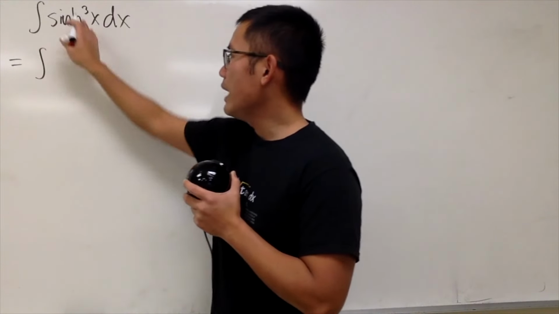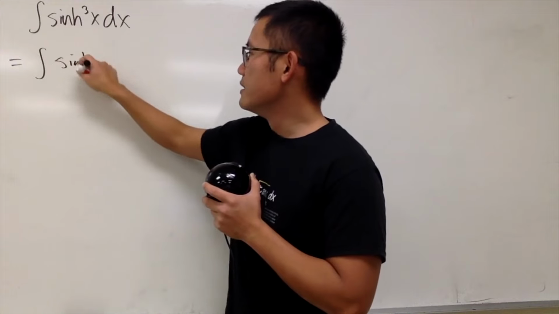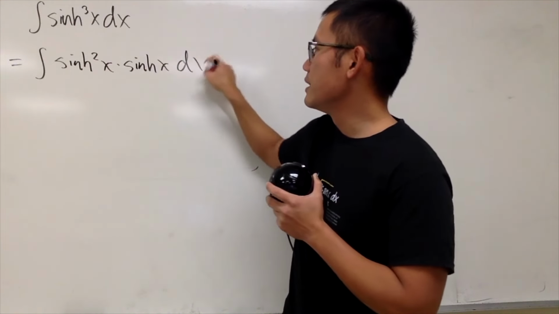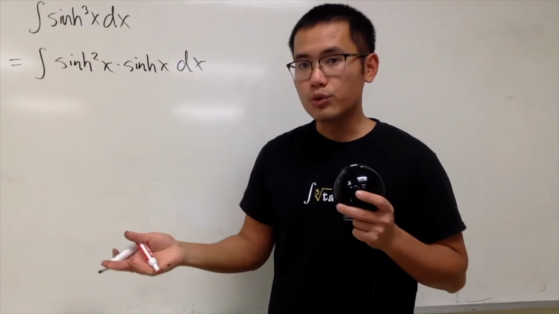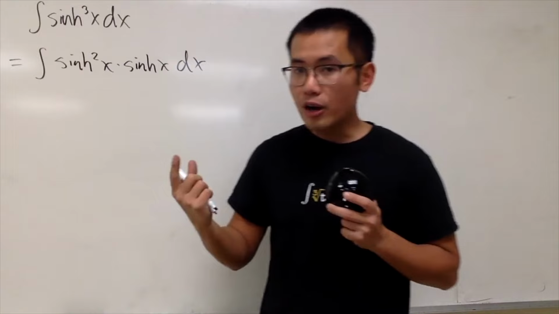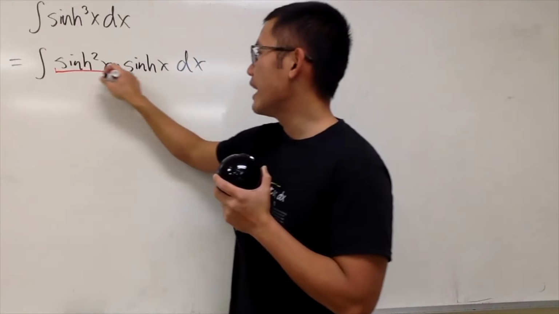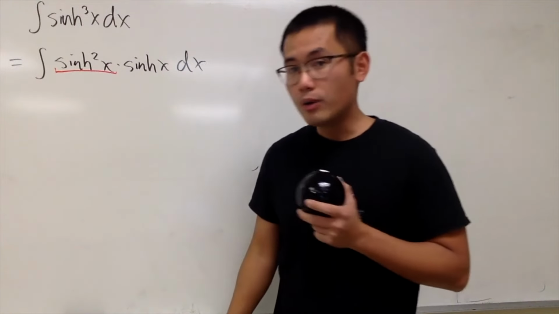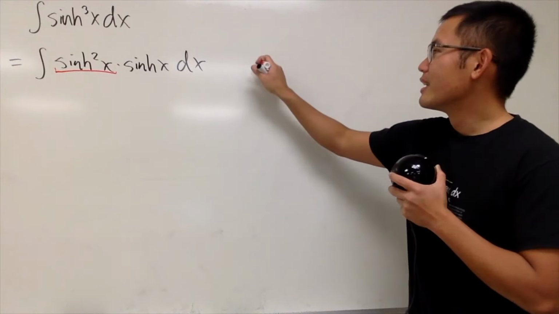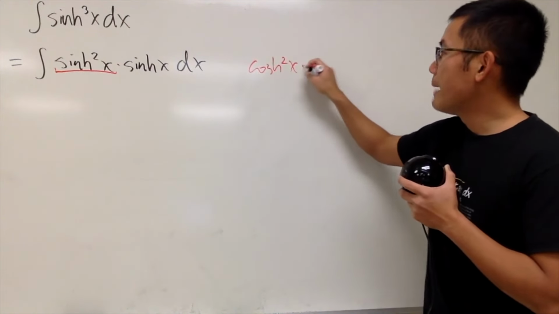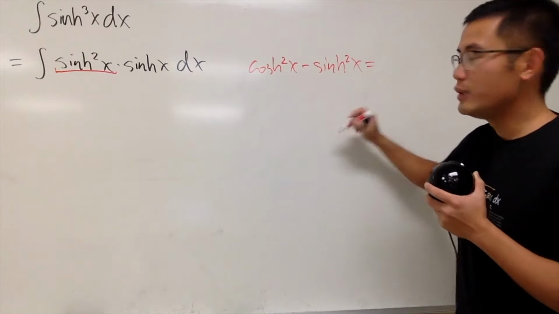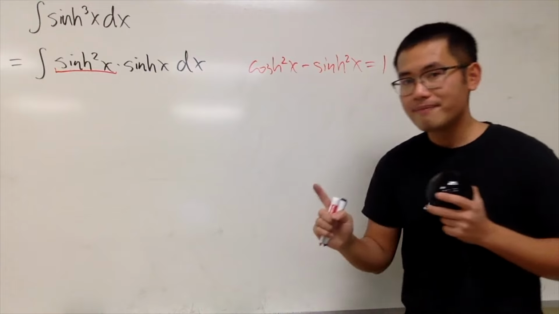This is the integral, and I will just break it down as sinh square x times sinh to the first power x dx. And the reason I want to do this is because we can actually write this in terms of cosh. So let's go ahead and think about it. Well, remember that, let me put it down right here for you guys. Cosh square x minus sinh square x. This right here is nicely equal to 1, right?